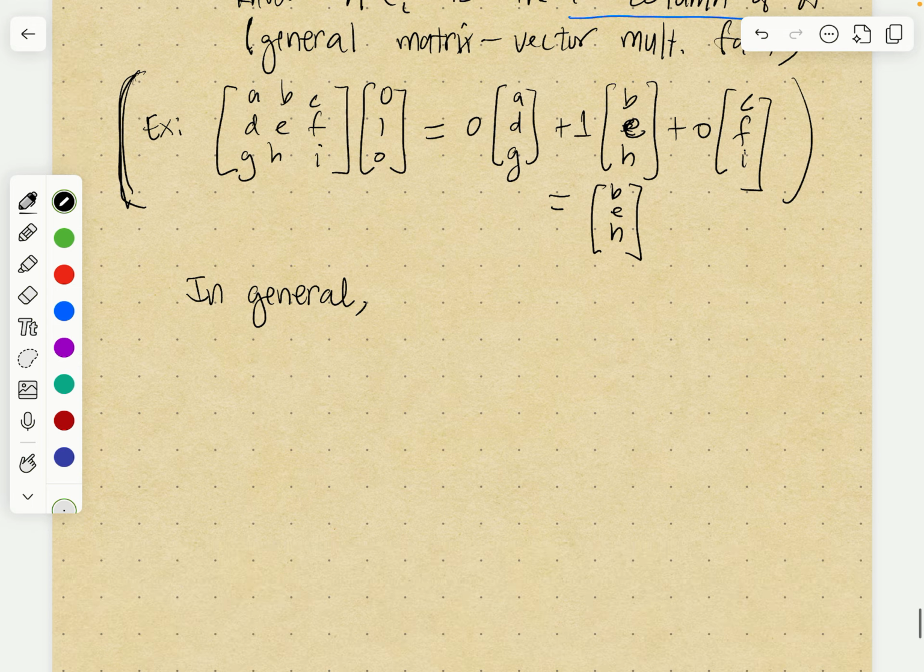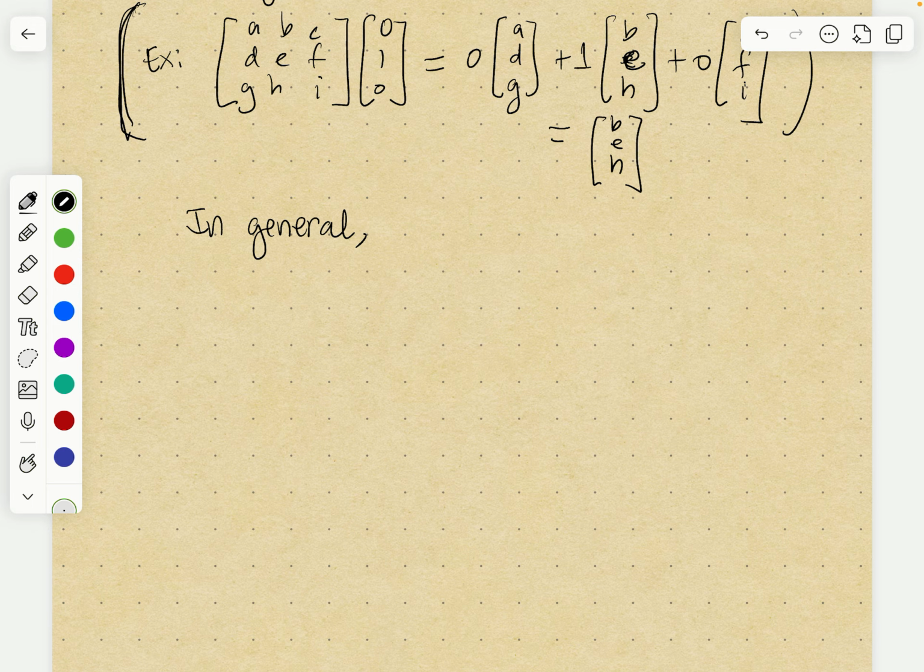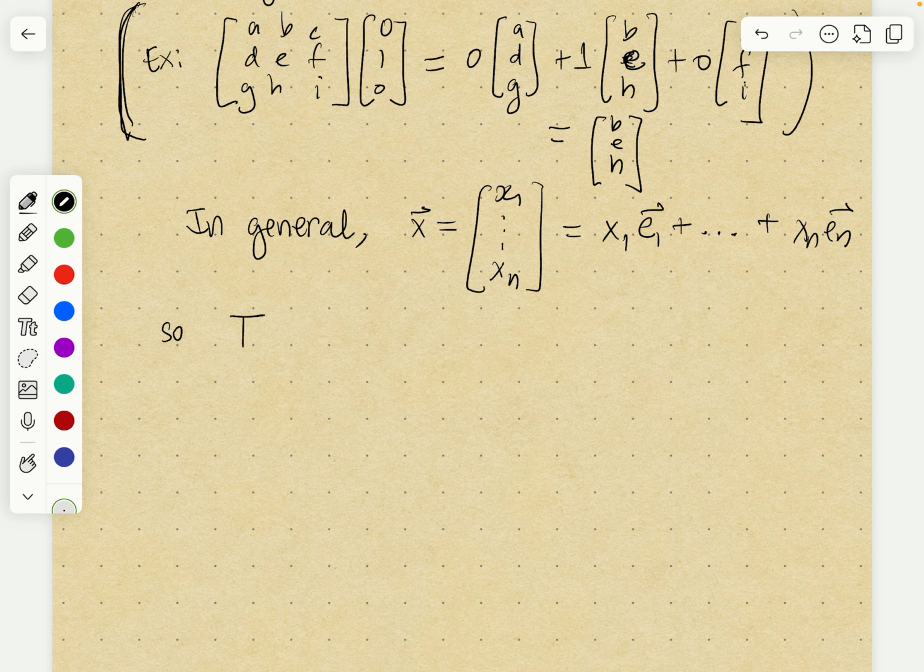Okay. Now let's see what happens in general. Now, this is where the linearity comes in. Because we know that every vector x, let's say that x has components x1 through xn, is a linear combination of the e_i's. It's x1 e1 plus x2 e2 plus dot dot dot plus xn en. So therefore, T of x is going to be T of x1 e1 plus dot dot dot plus xn en, because that's what x is.